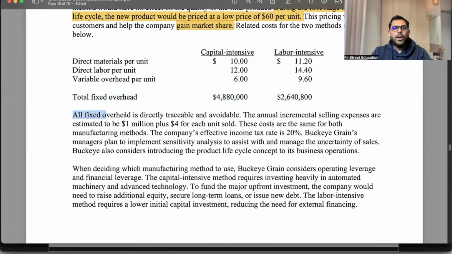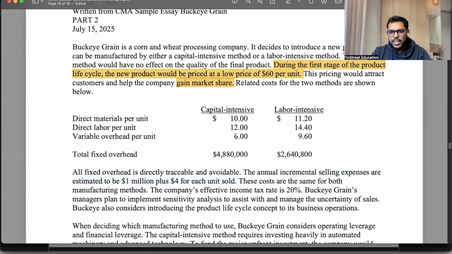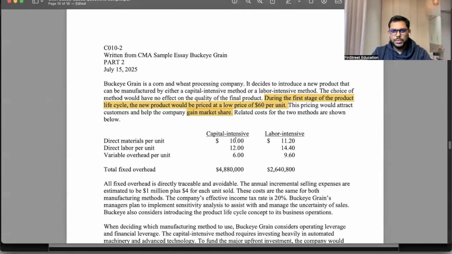Next, all fixed overhead is directly traceable and avoidable. Okay. जितना भी fixed over cost है, we can act if we are switching from one way of production to another, we can avoid it. We can close it down. ये cost जा सकता है. The annual incremental selling expenses are estimated to be 1 million plus $4 per unit. Now, this is where I want you guys to note down something.